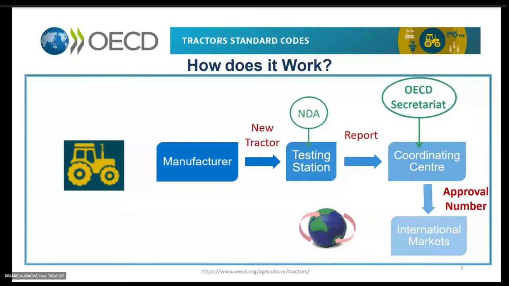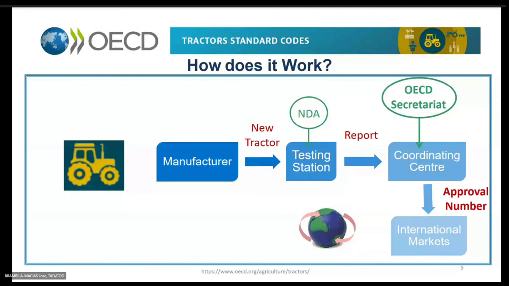If a manufacturer wants to put on the market a new tractor model, they will approach an accredited OECD testing station. It could be in Japan, IAM Naro, for example. IAM Naro will test the tractor. They will prepare a report, and they will send this report to what we call the OECD Coordinating Center. This center has our experts that know very well our rules and regulations. Currently, our coordinating center is ENAMA in Rome, and Sandro Liberatore is the director of this center.